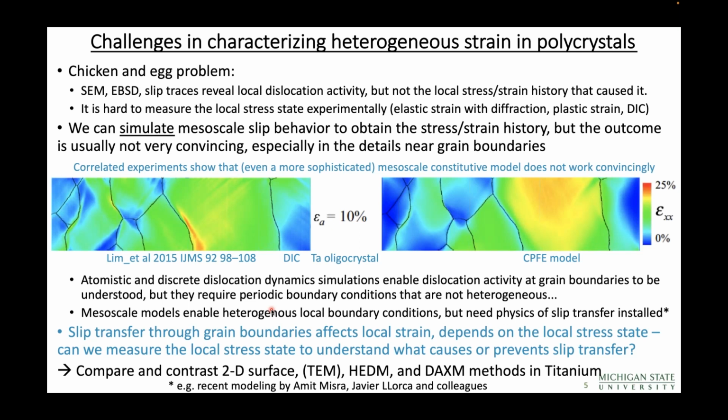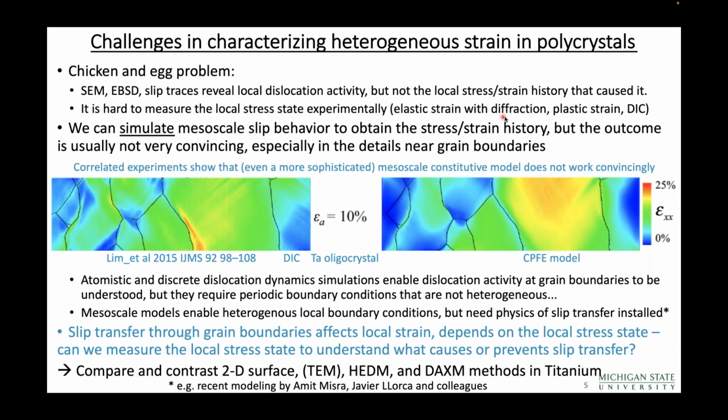Thank you for the introduction and a chance to present in this forum. There are a lot of challenges to characterize heterogeneous deformation in polycrystals, and really we have a bit of a chicken and egg problem. In the SEM as well as EBSD, we often see slip traces that we use to identify dislocation slip activity. But we don't know the local stress and strain history that caused it. It's hard to measure the local stress state experimentally.